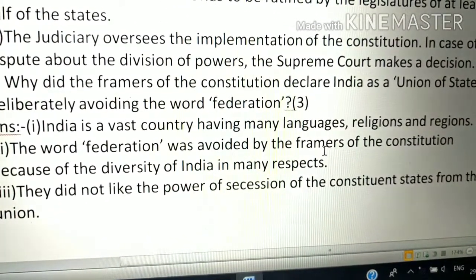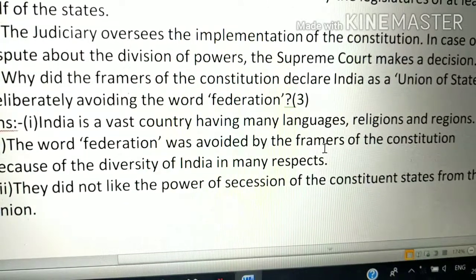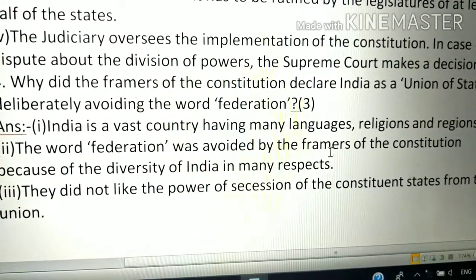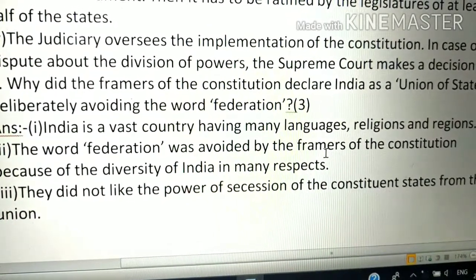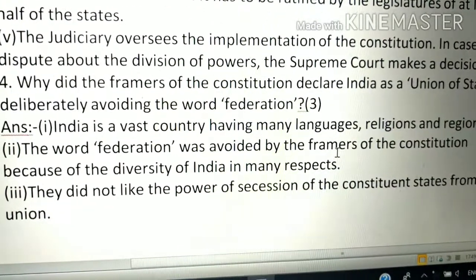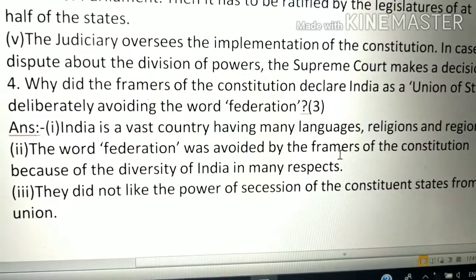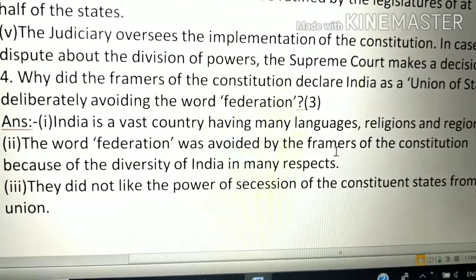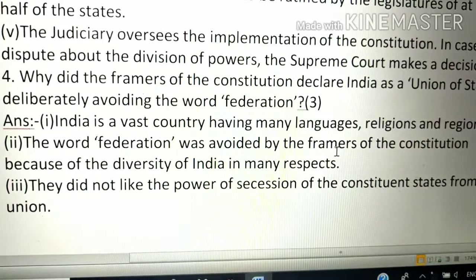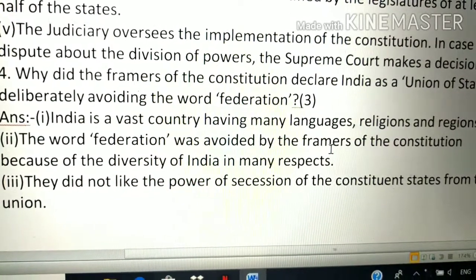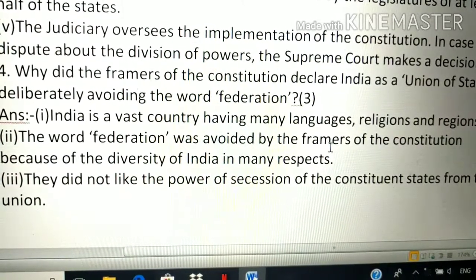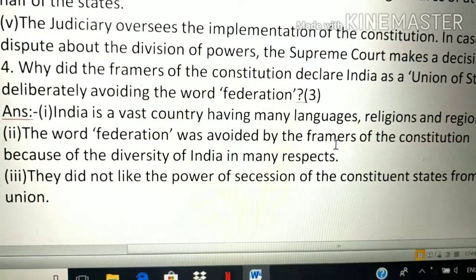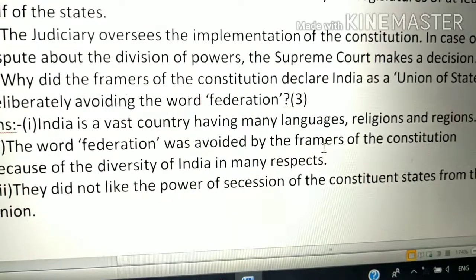Answer. Point 1. India is a vast country having many languages, religions, and regions. Point number 2. The word federation was avoided by the framers of the Constitution because of the diversity of India in many respects. Point number 3. They did not like the power of secession of the constituent states from the union.